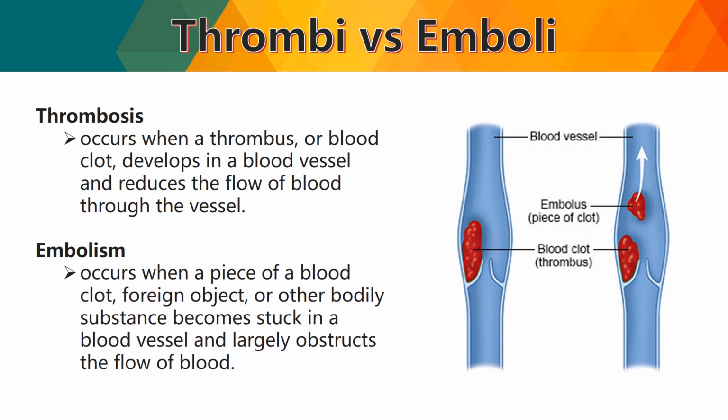So basically, thrombosis is like atherosclerosis, but in thrombosis, it's a blood clot that develops, unlike atherosclerosis where plaque builds up. In embolism, what happens is the embolus, or the piece of clot, gets stuck in the blood vessel. Either a blood clot or a foreign object gets stuck in the blood vessel. So that's the difference between thrombosis and embolism.